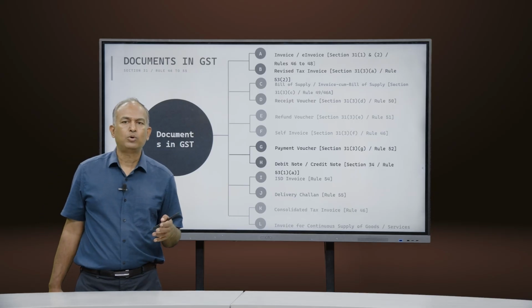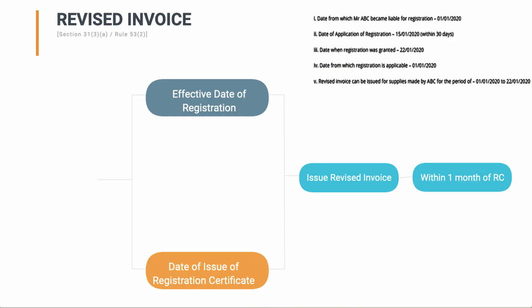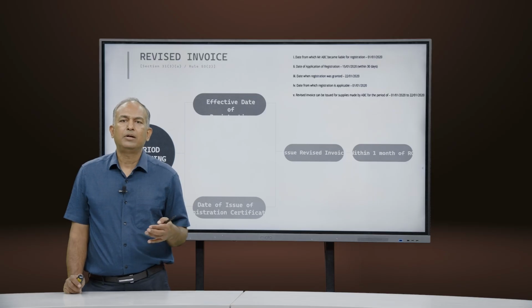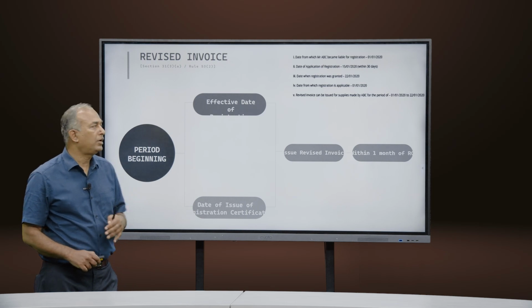Yesterday, whatever I spoke about or wrote in the note with reference to the various documents, these are the various documents and the provisions which tell you under which provision these particular documents are being issued. The sum total of all those documents is provided under section 31 read with rules 46 to 55. Finally, I also told you about the revised invoice. It is actually for the period from the effective date of registration till the date of issue of the registration certificate. Within that period, that is when the revised invoices are issued. And the revised invoices have to be reflected in the first GSTR 1 that is filed, which is called the first return, as provided under section 40.